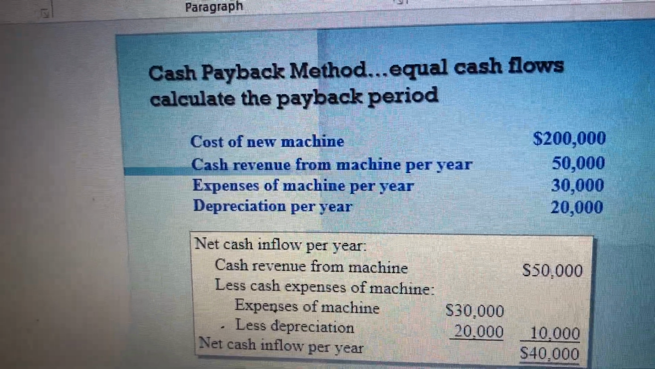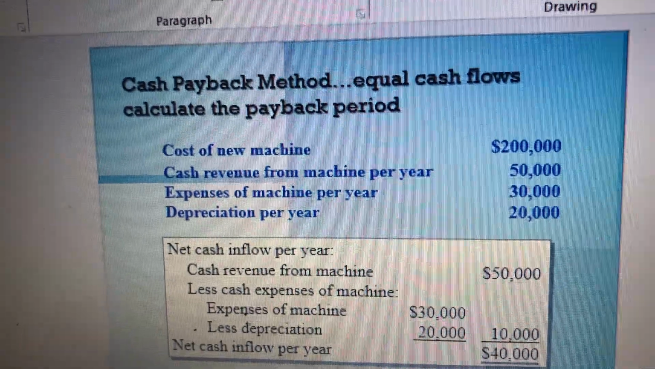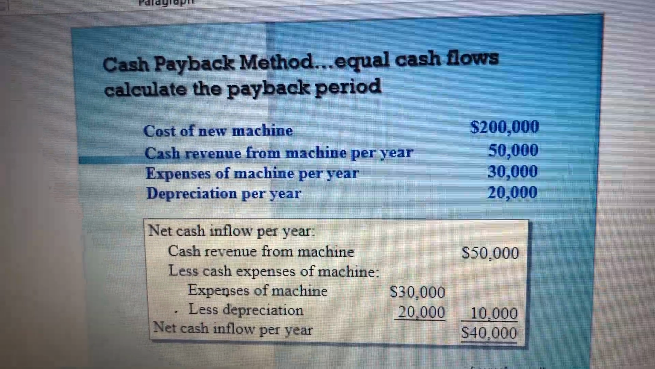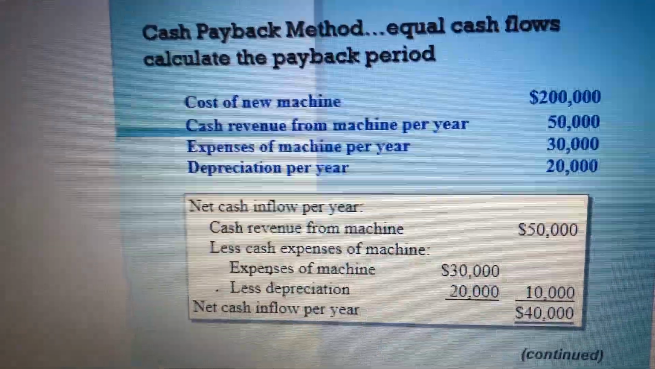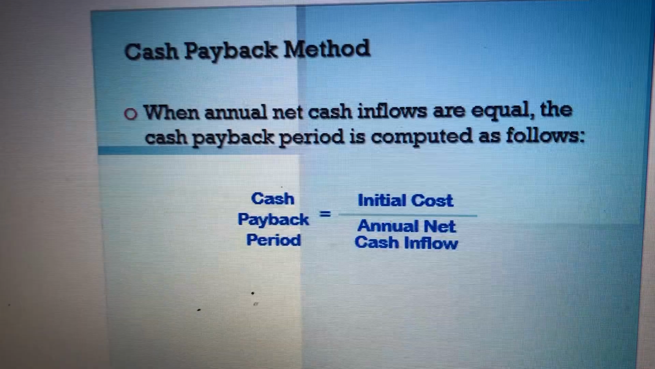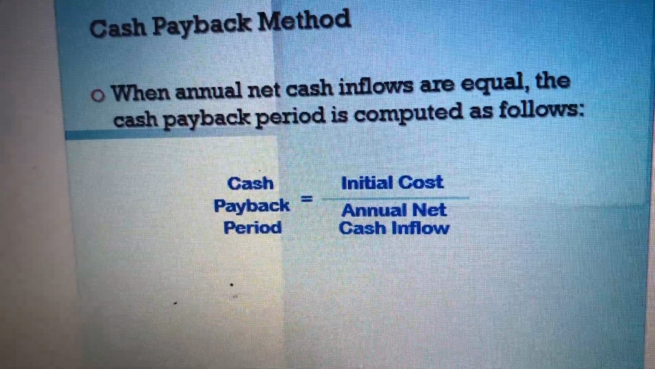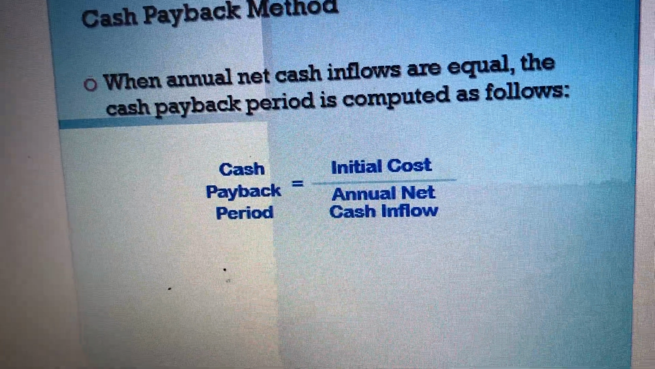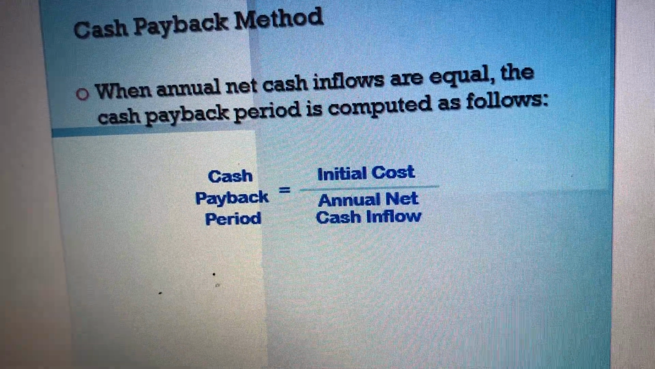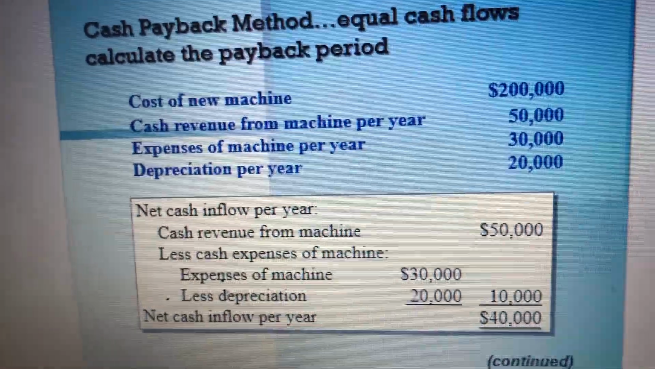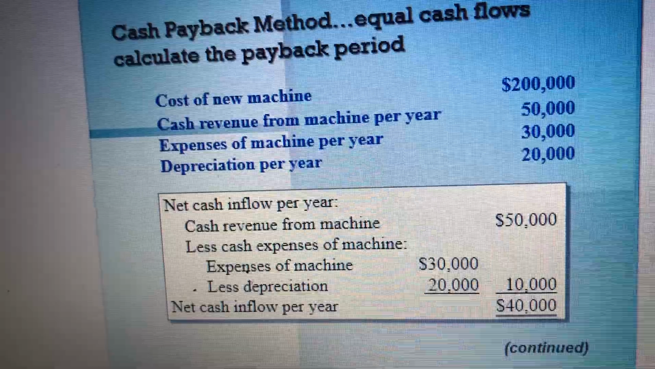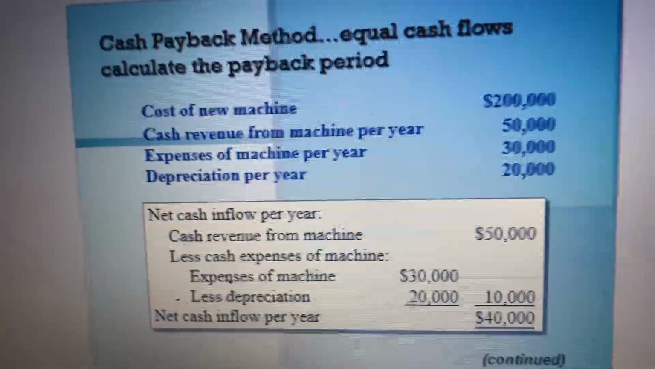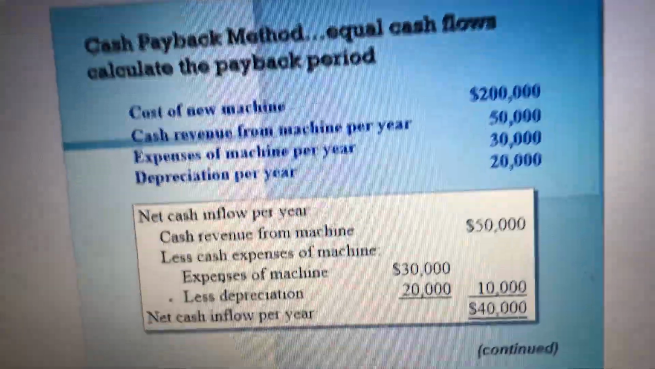That's the break-even point. However, remember, depreciation does not involve cash. So you have a little formula. I want you to notice what the formula says. Initial cost divided by annual net cash flow. So they want to change this to cash basis. That means that depreciation has to be accounted for and virtually added back in.